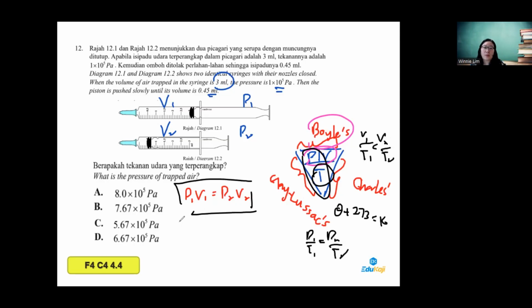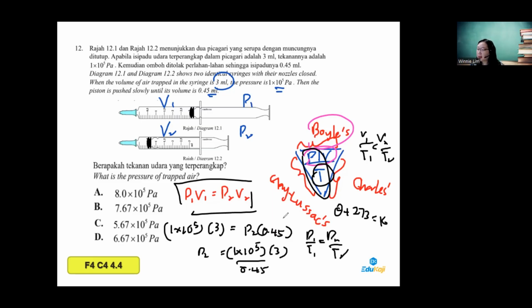Okay, so you have 1 times 10 power 5 times 3, equals, we basically want to find P2, and your V2 is 0.45. So you rearrange P2 equals 1 times 10 power 5 times 3 divided by 0.45, and hence at the end you're supposed to get 6.67 times 10 power 5.